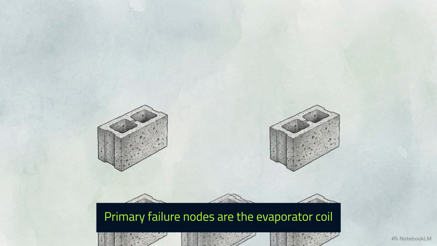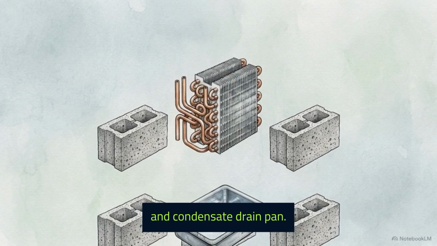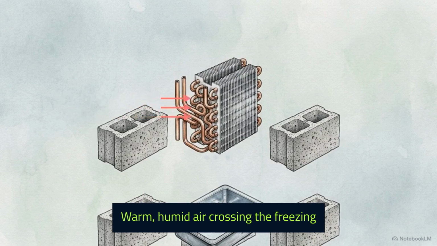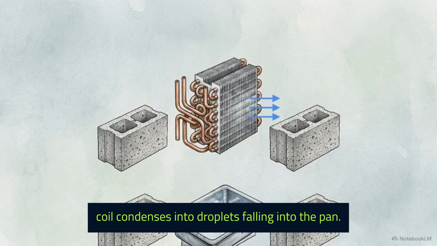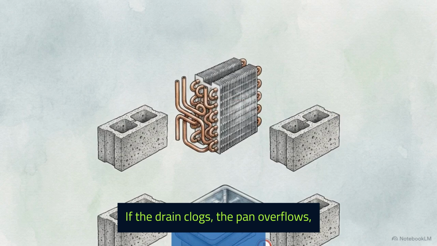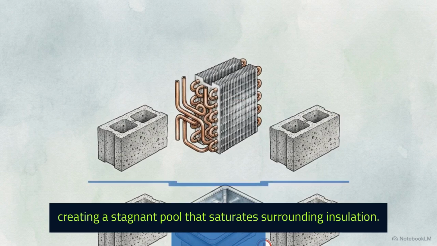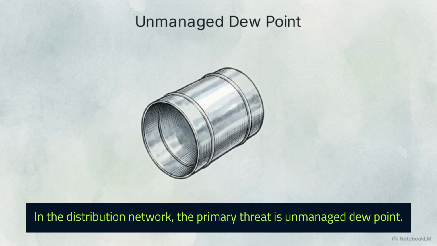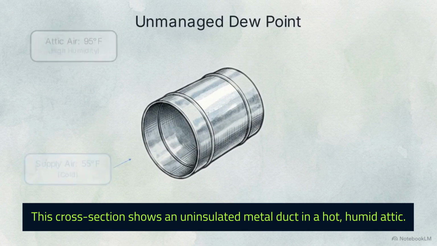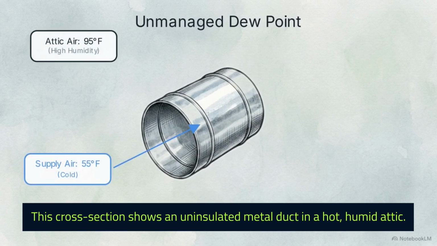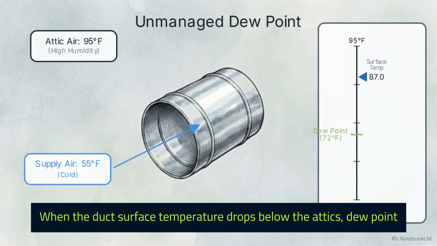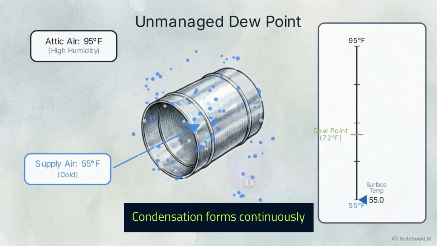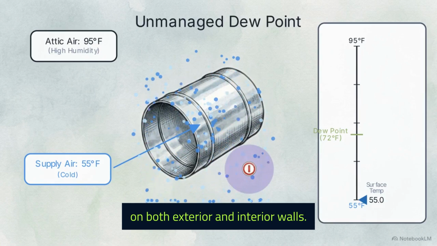Inside the air handler, primary failure nodes are the evaporator coil and condensate drain pan. Warm, humid air crossing the freezing coil condenses into droplets falling into the pan. If the drain clogs, the pan overflows, creating a stagnant pool that saturates surrounding insulation. In the distribution network, the primary threat is unmanaged dew point. This cross-section shows an uninsulated metal duct in a hot, humid attic. When the duct's surface temperature drops below the attic's dew point, condensation forms continuously on both exterior and interior walls.